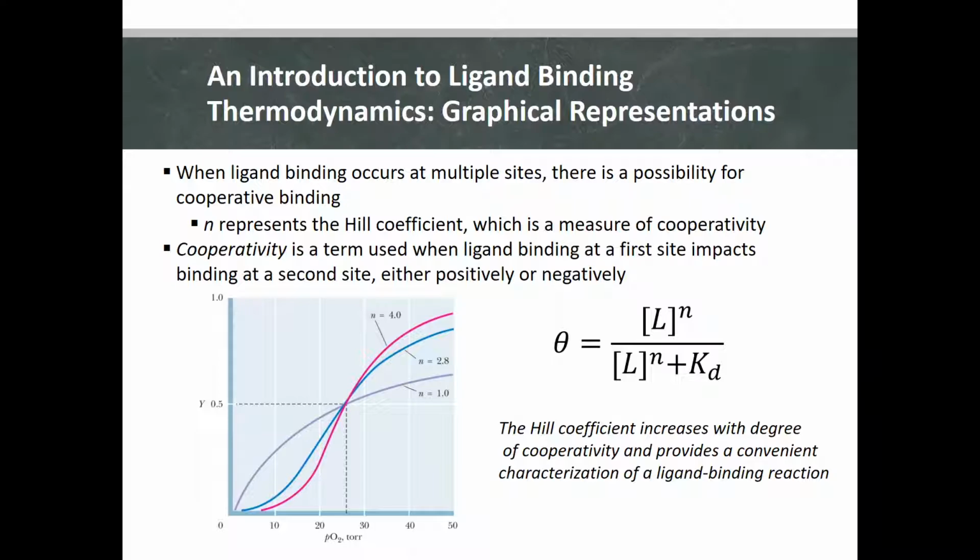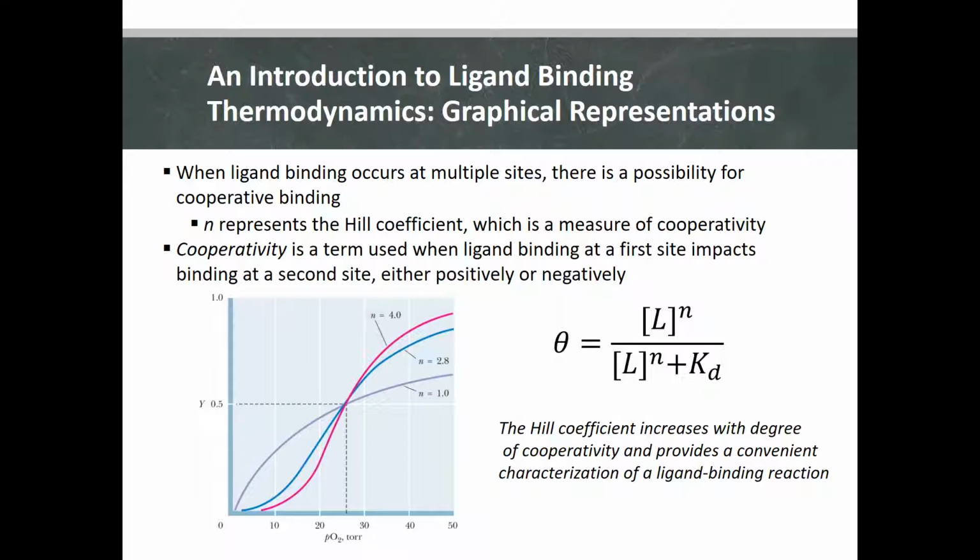So cooperativity is something that we really need to understand, and the way that we quantitatively do this is usually tied to something called the Hill coefficient. So here written as N, the Hill coefficient. This is a quantitative measure of cooperativity. It's actually referred to as an interaction parameter these days.